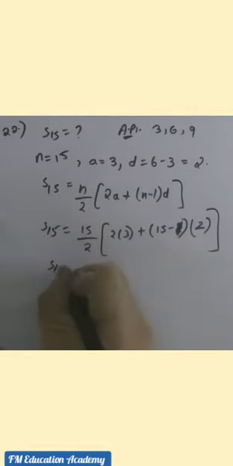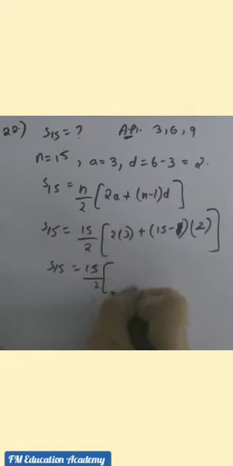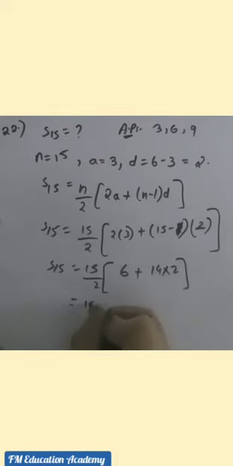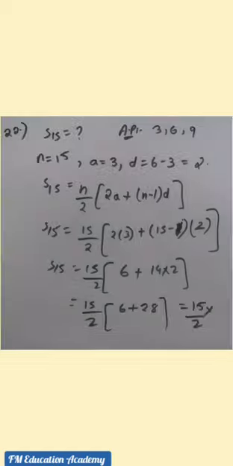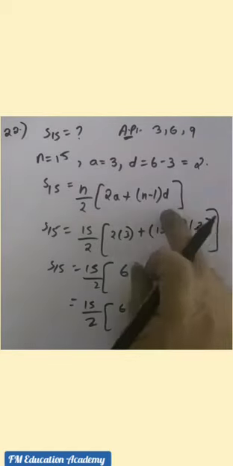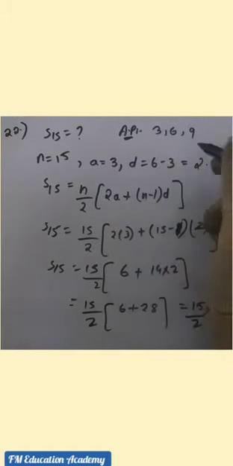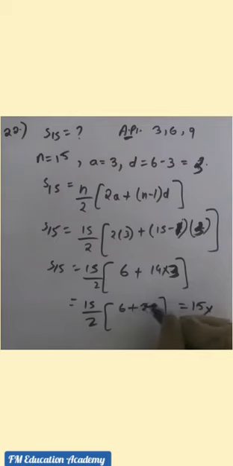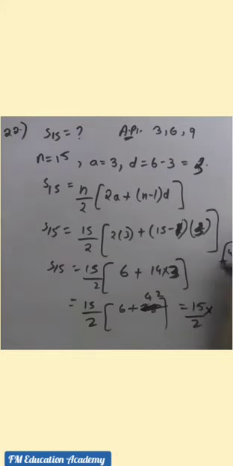S15 is equal to 15 by 2 into 2 threes are 6 plus 15 minus 1 is 14 into d. D is 3 here. What is 6 minus 3? 6 minus 3 is 3. So in place of d substitute 3. 14 into 3. What is 14 threes? 14 threes are 42. So 15 by 2 into 42 plus 6, that is 48. 42 plus 6 is 48.